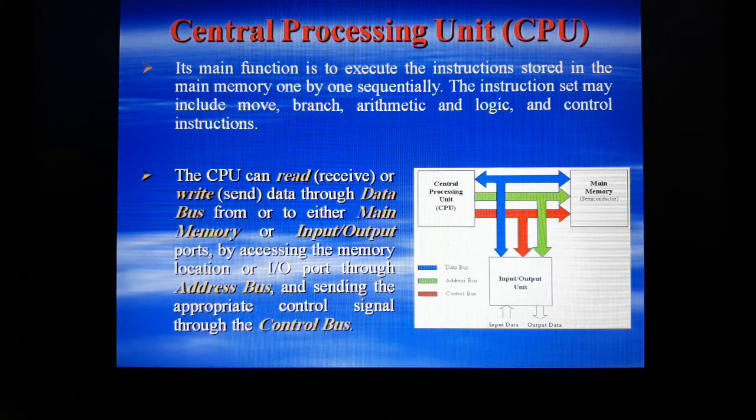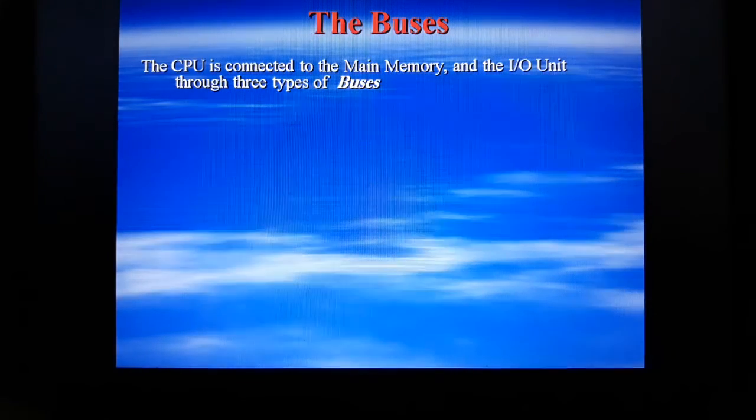The CPU can read, i.e. receive, or write, i.e. send, data through the data bus from or to either main memory or the input-output unit, by accessing the memory location or I/O port through an address bus and sending the appropriate control signal through the control bus.